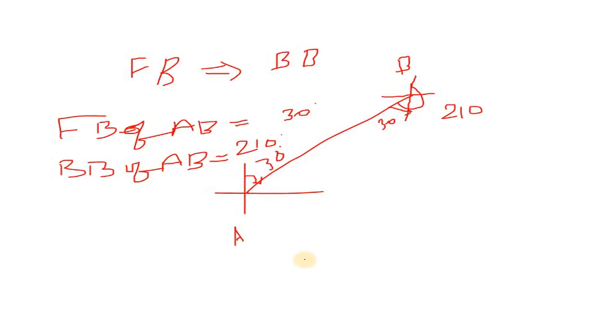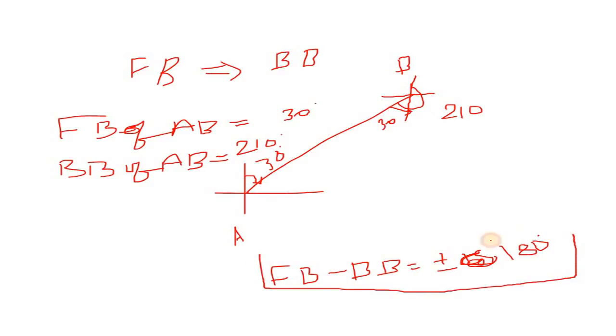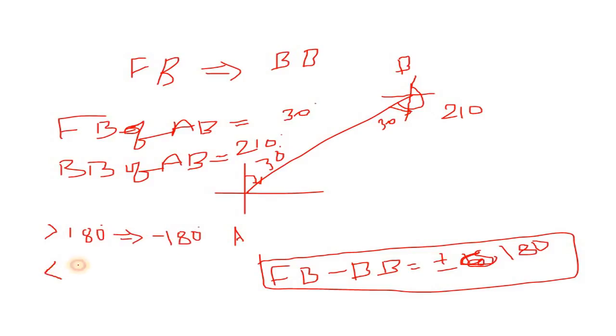So what is the formula? Forward bearing minus back bearing equals plus or minus 180 degrees. The difference of forward bearing and back bearing is equal to 180 degrees. This is the formula. Remember one thing: if any angle is given, either forward bearing or back bearing, if this is greater than 180 degrees, then minus 180 degrees. If less than 180 degrees, then add 180 degrees.